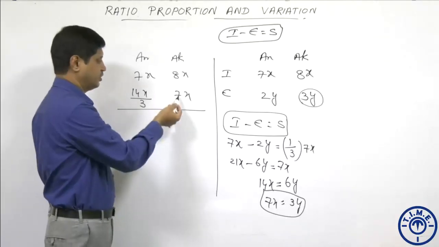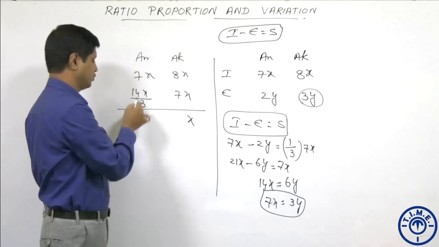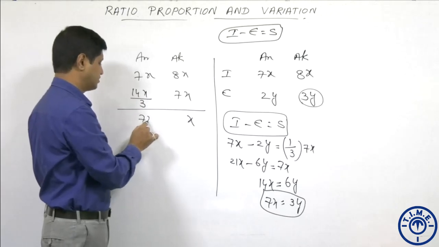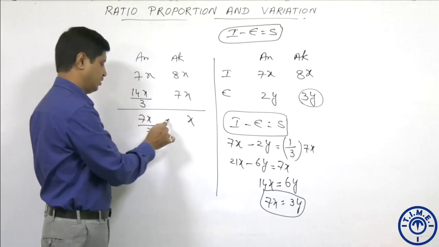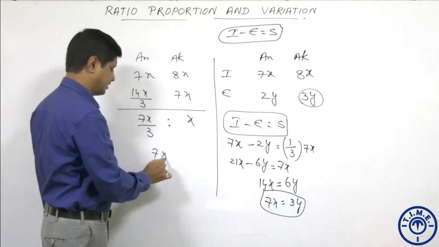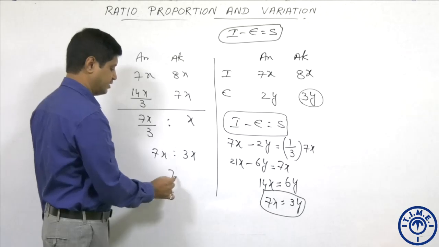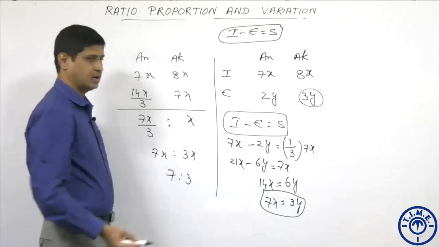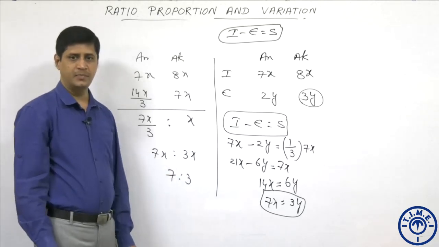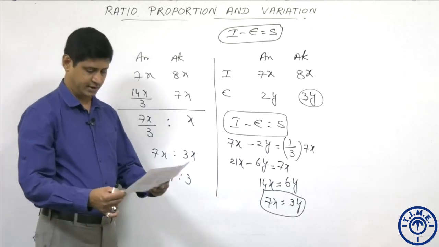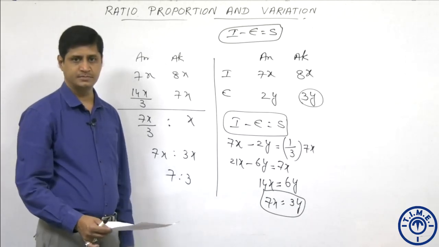Simplify. Now the difference in these two, for Anwar, is 7x by 3. The ratio means 7x and 3x. When you simplify, x gets cancelled, and the ratio of the savings of Anwar and Akram is 7:3. Now the right choice is option 3.